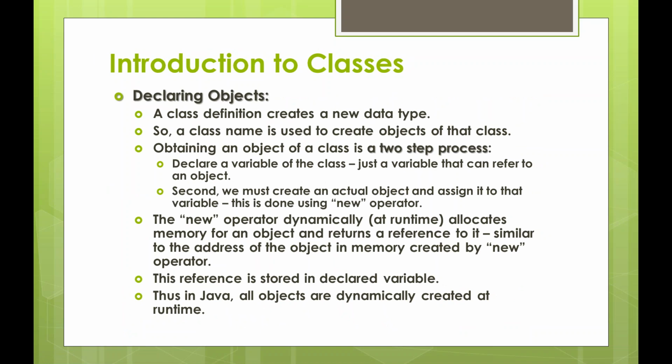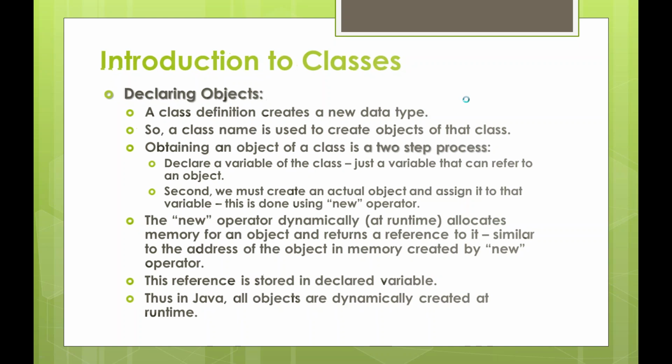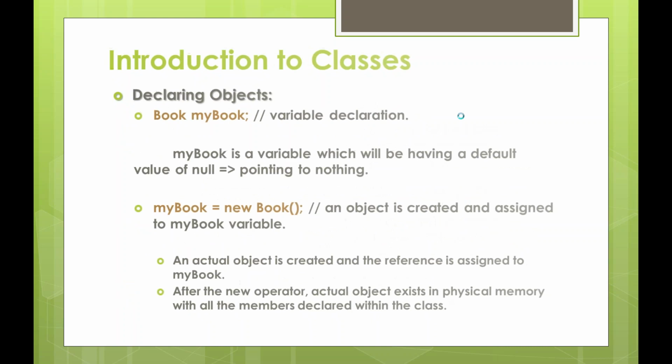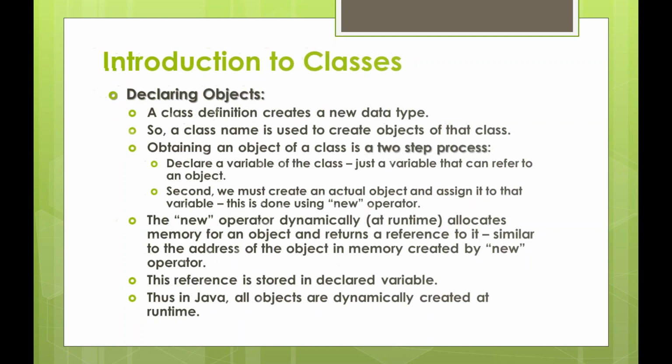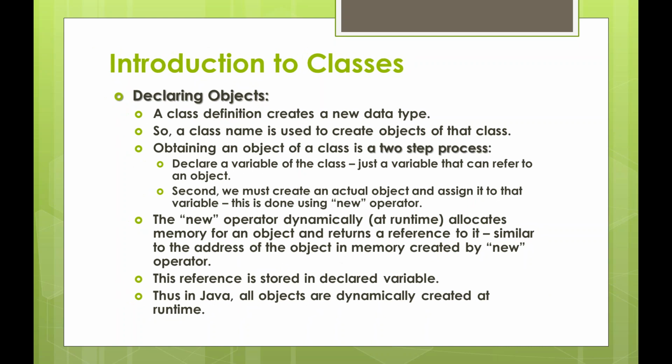So we know how to declare a class, right? We know how to declare objects. We know how to define a class, declare or define objects of that particular class. So let's see more about what happens when we try to use the new operator.